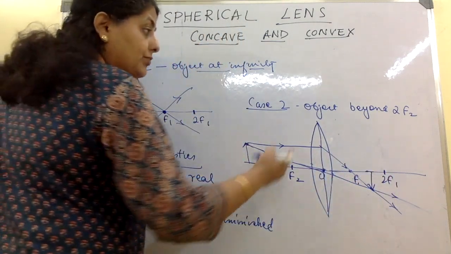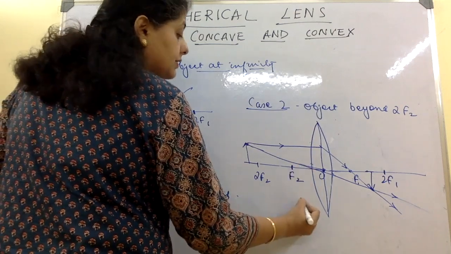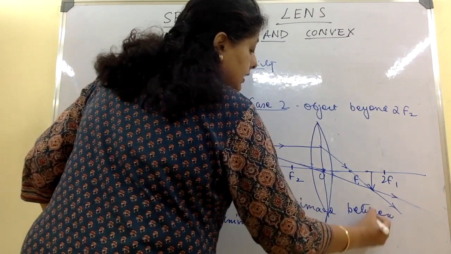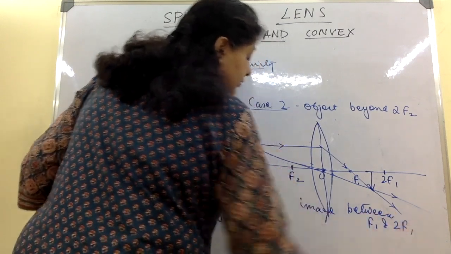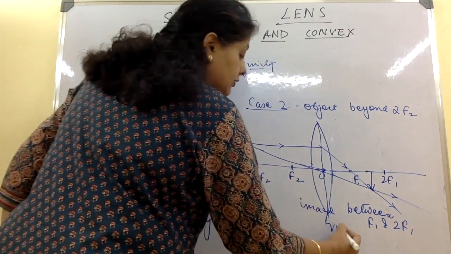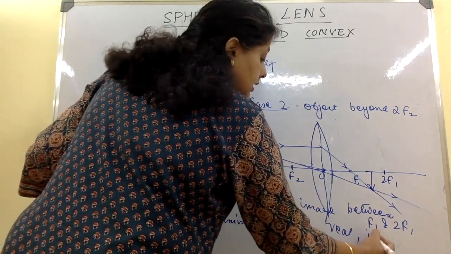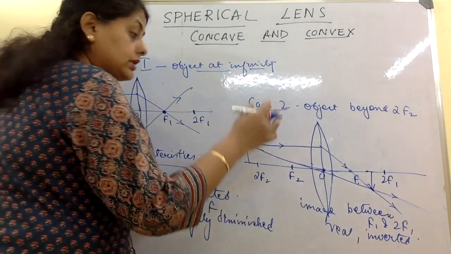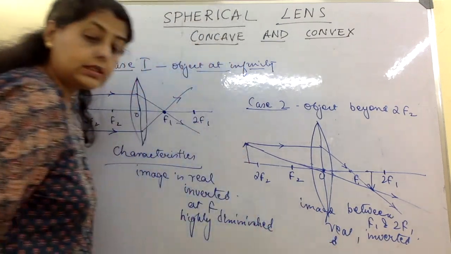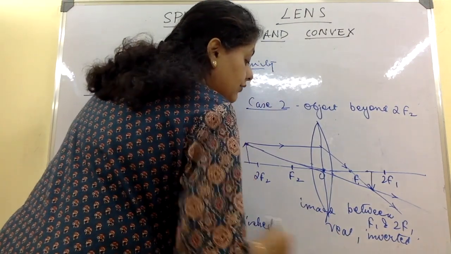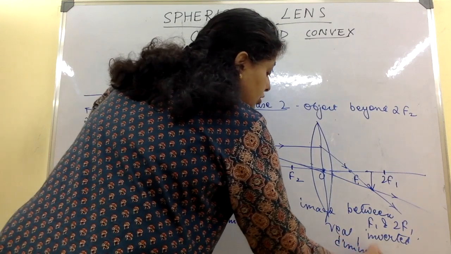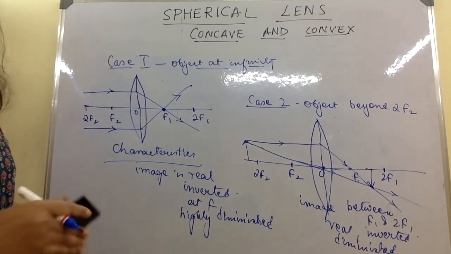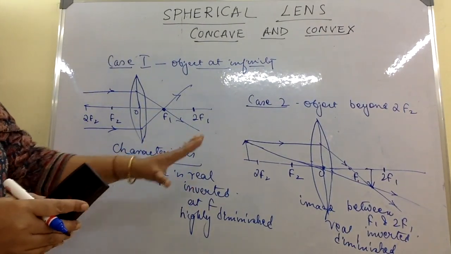Okay, so object beyond 2F, if I write characteristics, image between F1 and 2F1, you have to write like this. Again this is a real one, definitely real because rays are actually meeting, and inverted. Also it is smaller in size. We don't say smaller in size, we say diminished. It is diminished but it is not highly diminished.